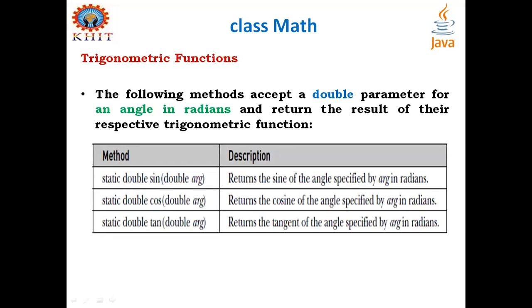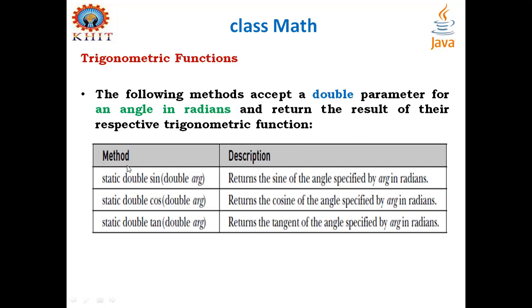The Math class supports trigonometric functions, and the methods for these trigonometric functions accept a double parameter. As I told you, most of the time Math by default takes floating point values and function types. So the default parameter for these methods is a double parameter, and specifically for the trigonometric functions, generally it takes the argument as a double parameter.